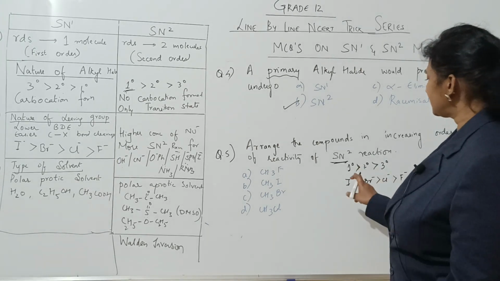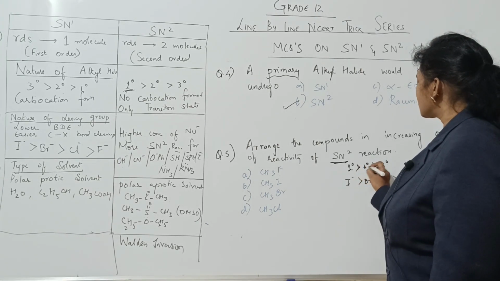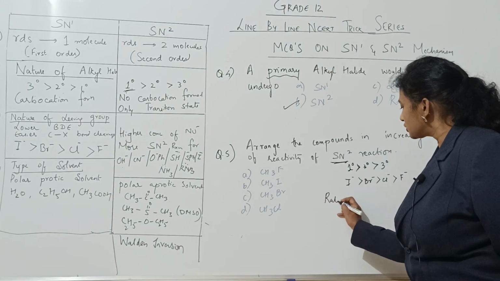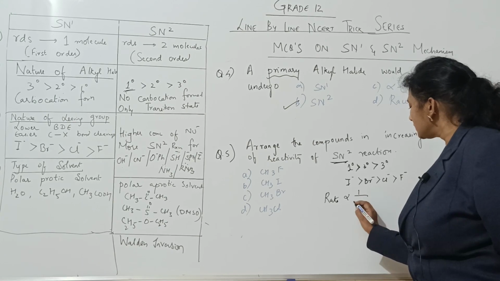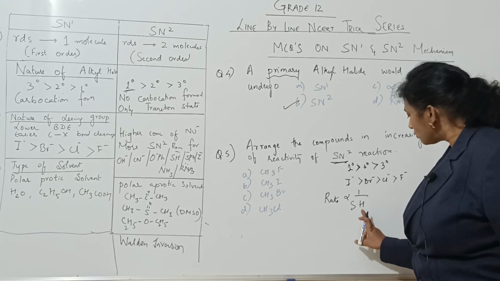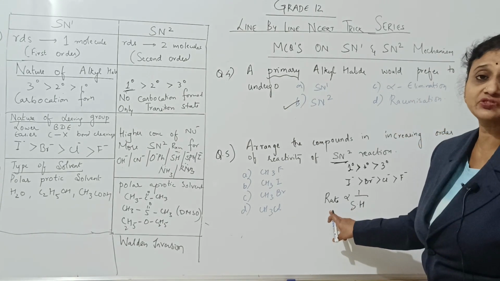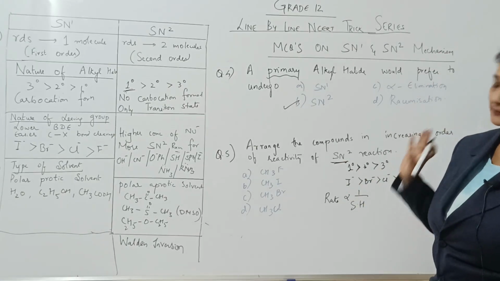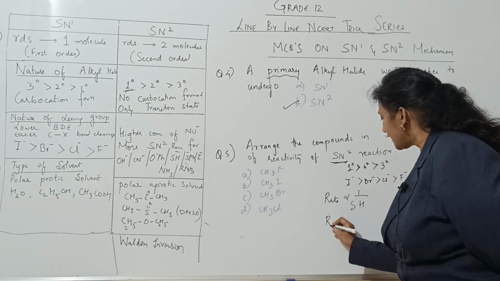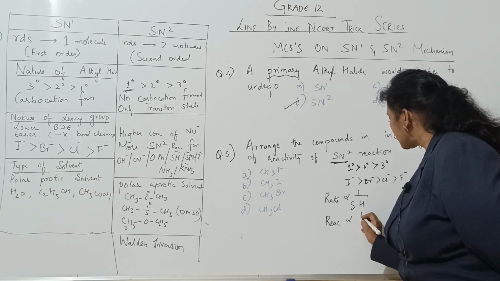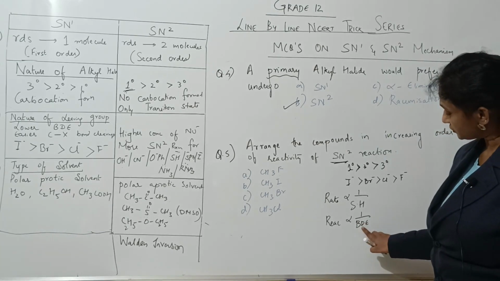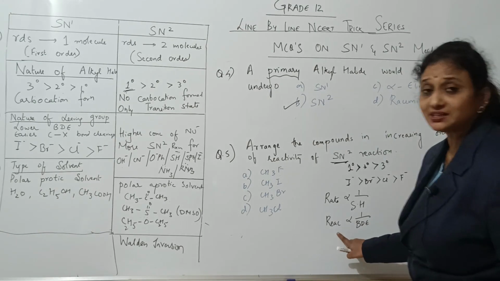Reason, as I said, is the steric hindrance part. The concept is like this: the rate of the reaction is inversely related to steric hindrance. More the steric hindrance, the reaction will be less. So in case of primary, the steric hindrance is less, so it is preferred. Next, the reactivity is inversely related to bond dissociation energy. If bond dissociation energy is more, the reactivity is less.